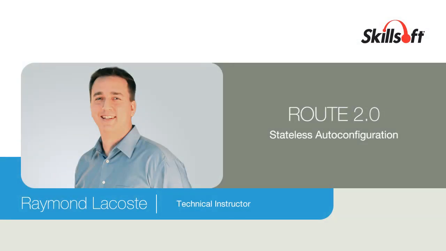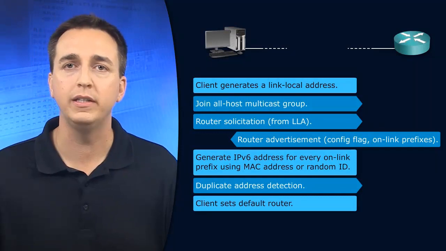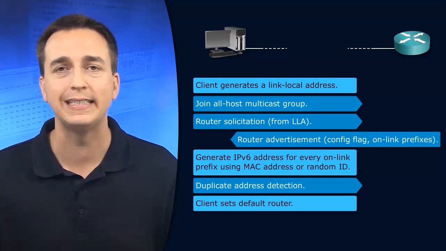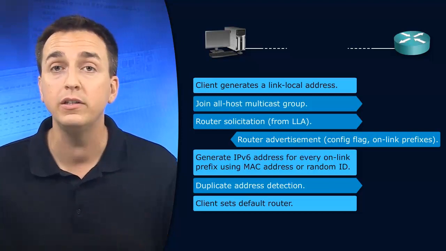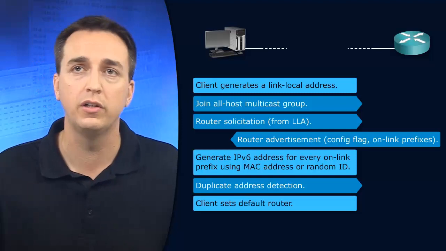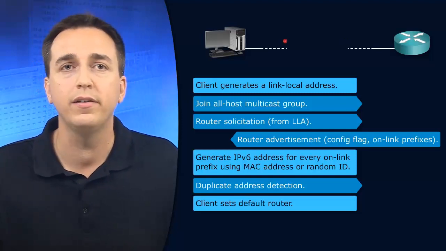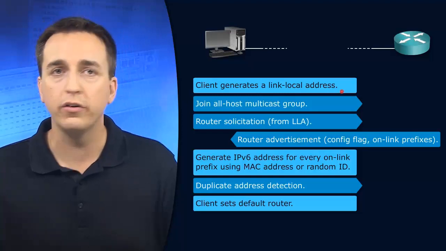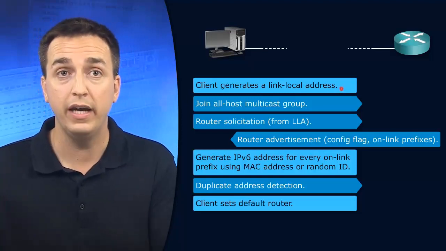Stateless Autoconfiguration is a great feature for IPv6. It allows our end stations to automatically generate their own IPv6 addresses. You don't need a DHCP server, and you don't need to do any type of static or manual configuration on the clients. So you plug the client into the network, and they're going to generate their own link local address for their interface. That's an address that starts with FE80.